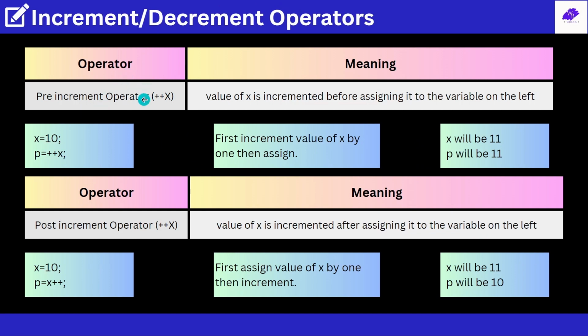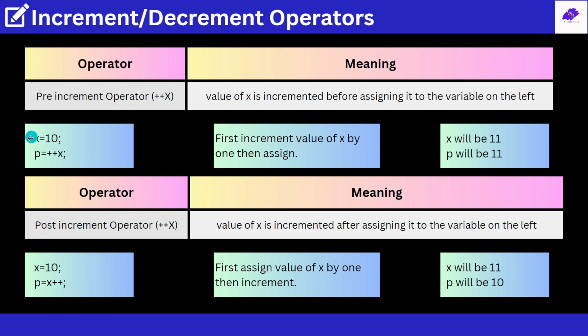So let's discuss this in detail. The pre-increment operator: the word "pre" indicates the increment happens before assigning the value. So the value of x is incremented before assigning it to the variable on the left.